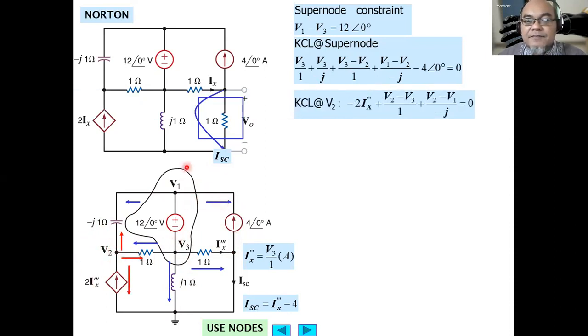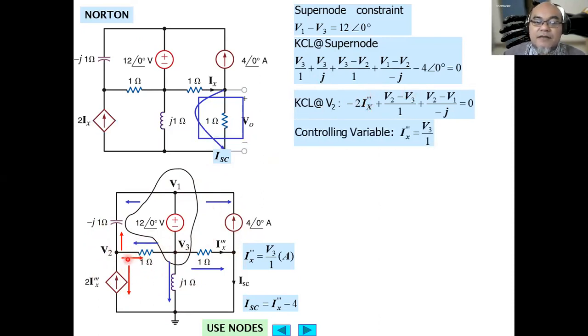Then KCL at V2: since this current is flowing into the node, we assign a negative value, minus 2 Ix triple dash, plus V2 minus V3 divided by 1, plus V2 minus V1 divided by minus J. The control variable here is I triple dash X equals V3 divided by 1. Basically, we need to find the I triple dash X to find the short circuit current, and for that we need to find V3, the voltage at node 3.